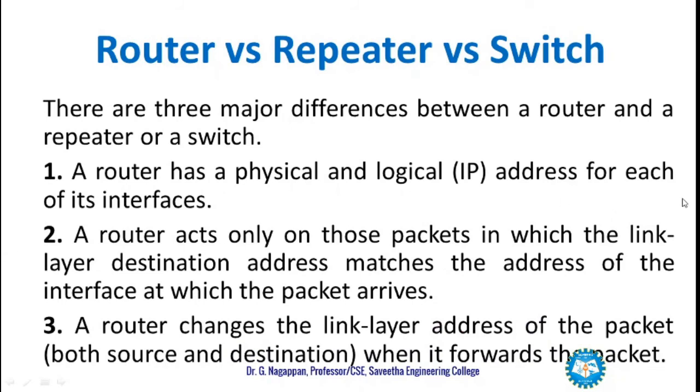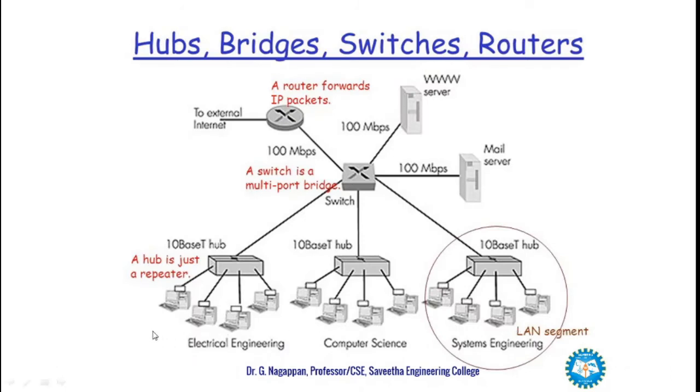So when you compare a router with a repeater and a switch, the major differences go like this. A router has a physical and logical address for each of its interfaces. A router acts only on those packets in which the link layer destination address matches the address of the interface at which the packet arrives. A router changes the link layer address of the packet, both source and destination, when it forwards the packet. So this diagram will show you how it really works.